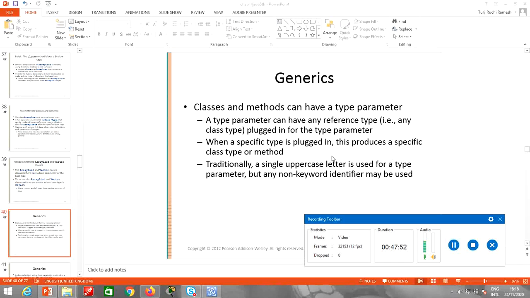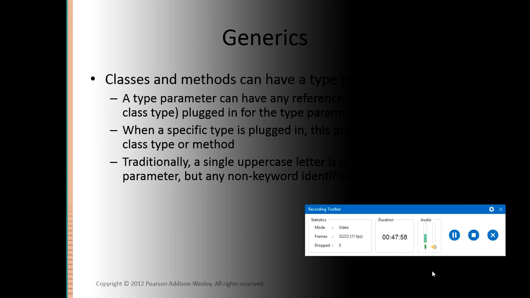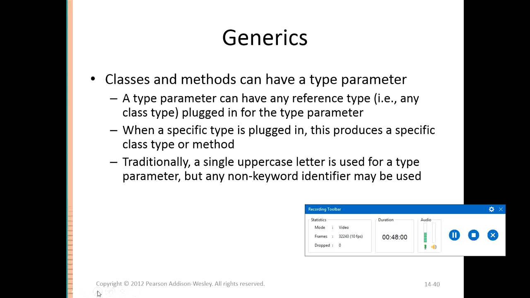So classes and methods, they can have parameter types. I'm just going to give you a few introductions on generics from here, and then I will switch on to my examples. So classes and methods can have type parameters. Type parameter can have any reference type. That means it can be plugged for the type parameter. When the specific type is plugged, this procedure specifies a class type or a method.